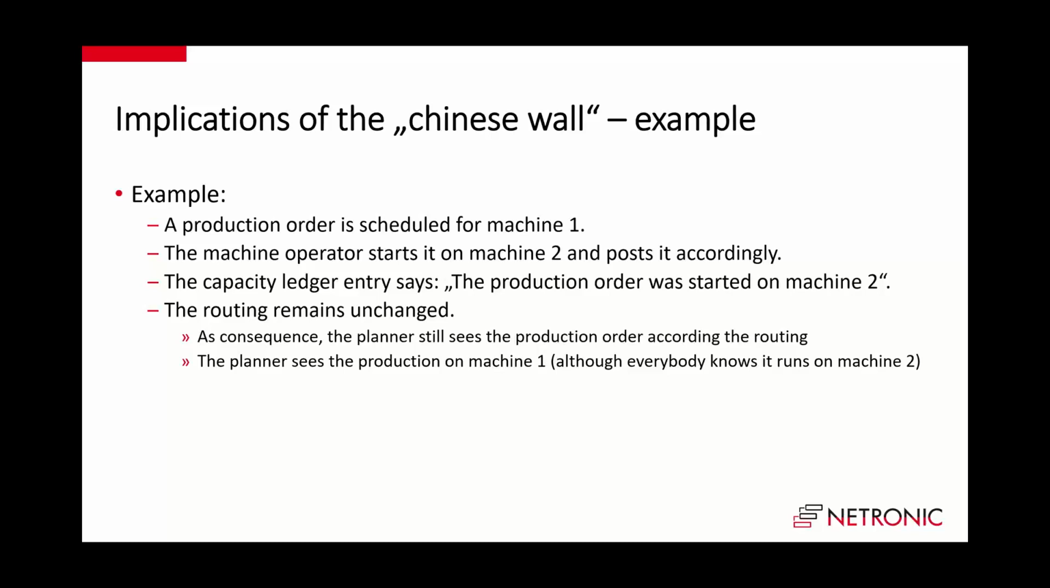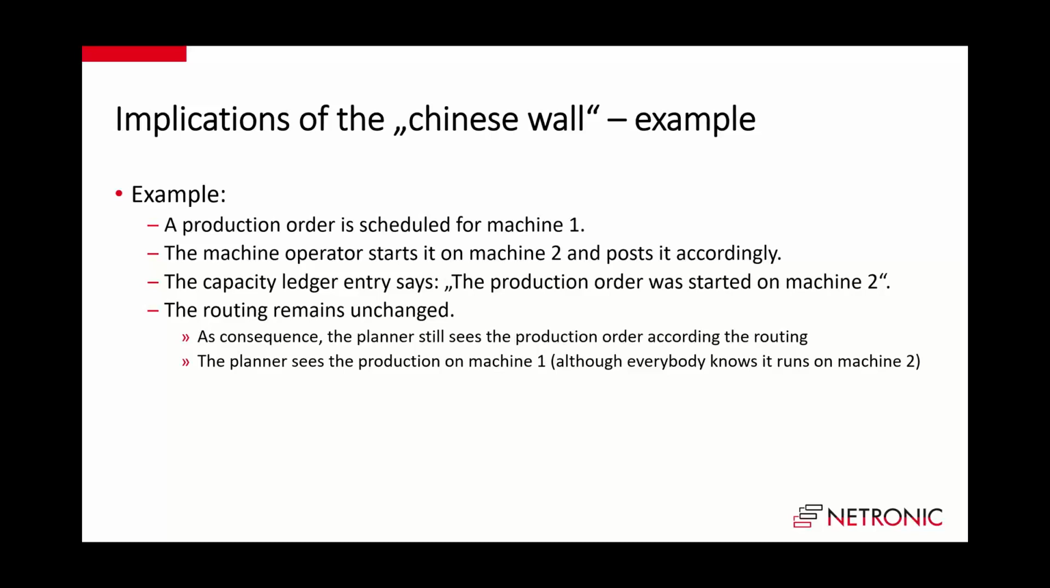So the machine operator picked the production order. He went to the production journal, changed the machine center, put it to machine 2, and said, okay, start it. And the production order routing line was changed into in progress. And then the capacity ledger entry said this production order was started on machine 2. However, with this Chinese wall, the routing just remained unchanged.